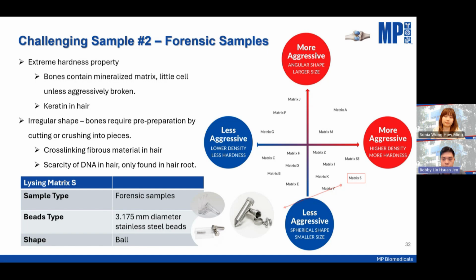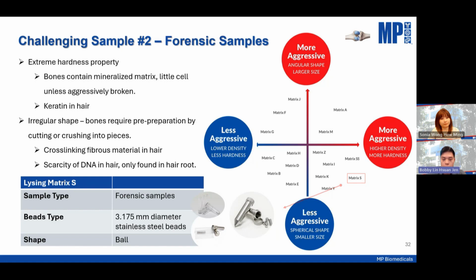So you would have to really break them into pieces and to be able to extract from the minimum DNA that they have. And also for hair, they usually consist of keratins, and the DNA contents are usually in the cell roots. So it's very low biomass as well. And lastly, the shape of itself is also a challenge.